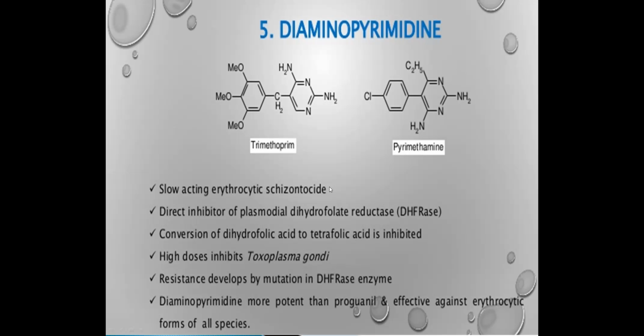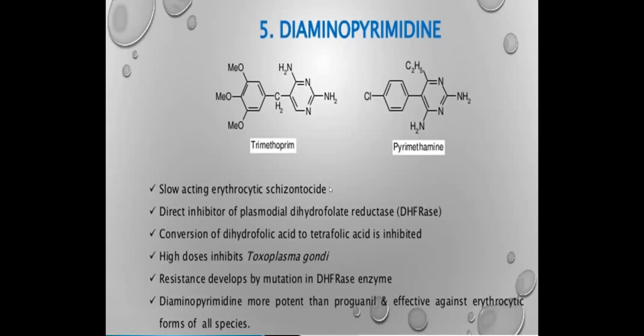Examples: trimethoprim and pyrimethamine. They inhibit the conversion of your dihydrofolic acid to your tetrahydrofolic acid, which is a very important constituent in your DNA synthesis, and this will lead to decreased protein synthesis. At high doses it inhibits Toxoplasma gondii species.